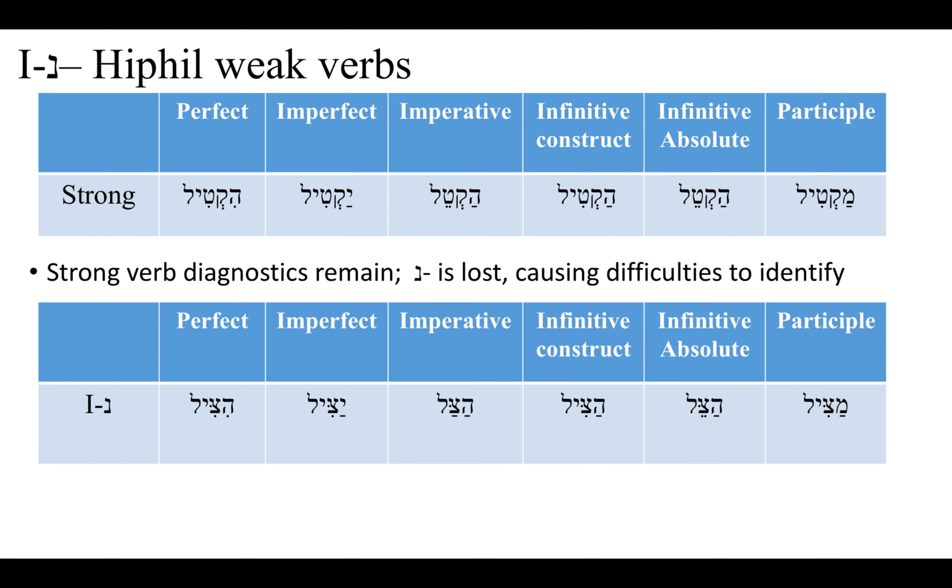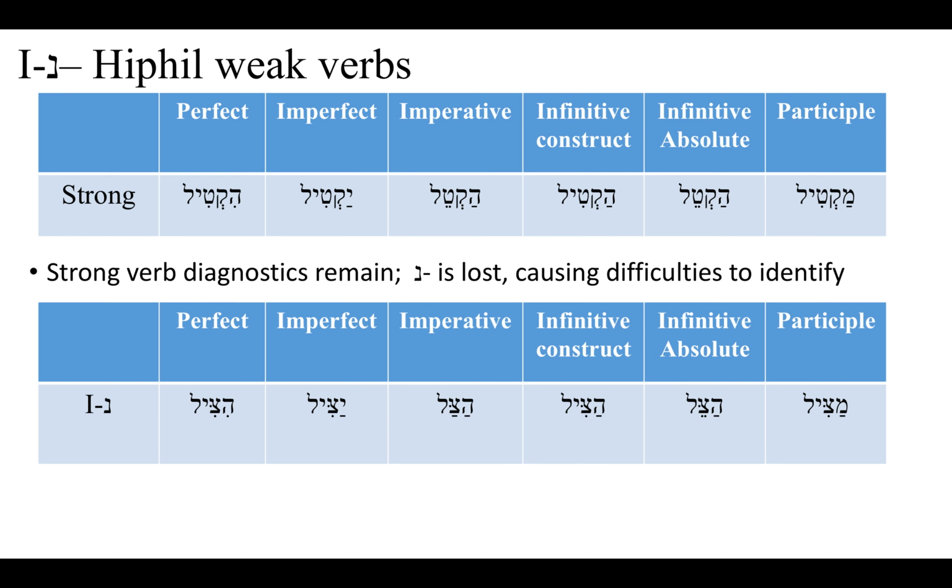Then the first nun Hiphil weak verbs, the strong verb diagnostics remain. The nun, however, is lost, which causes problems when trying to identify the root of the verb. So we have to keep in mind with the first nun verbs that a nun might have disappeared. So when we're looking up the form in the dictionary, sometimes we have to postulate the presence of an original nun to help us find the form. However, that does not affect the diagnostic features very much.